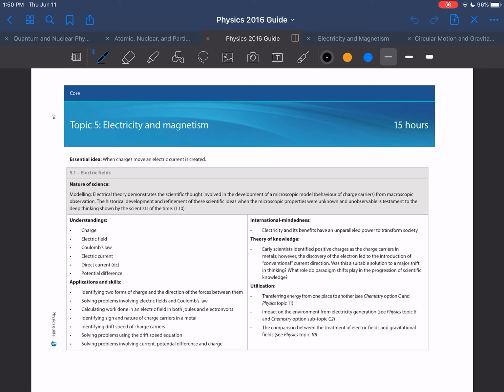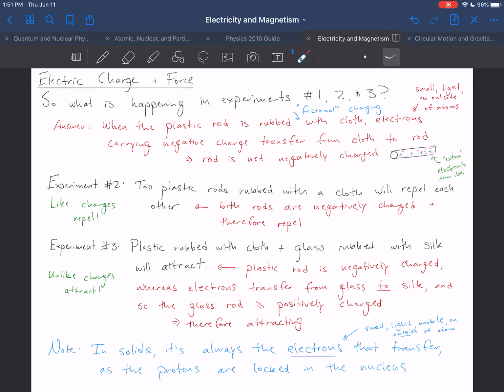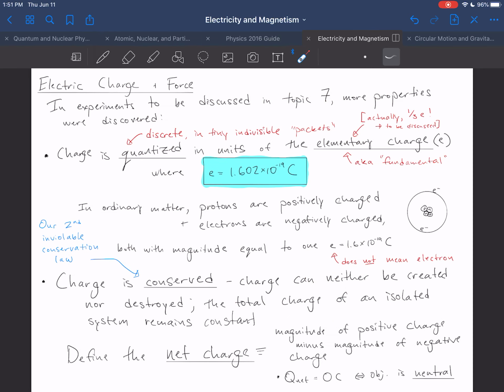Hello everyone. In this video, we will continue to examine topic 5, electricity and magnetism in electric fields, and we will continue to focus on the development of the model of charge. In the last video, we discussed some primary experiments that led to the model of charge, and then we discussed aspects of the model of charge.